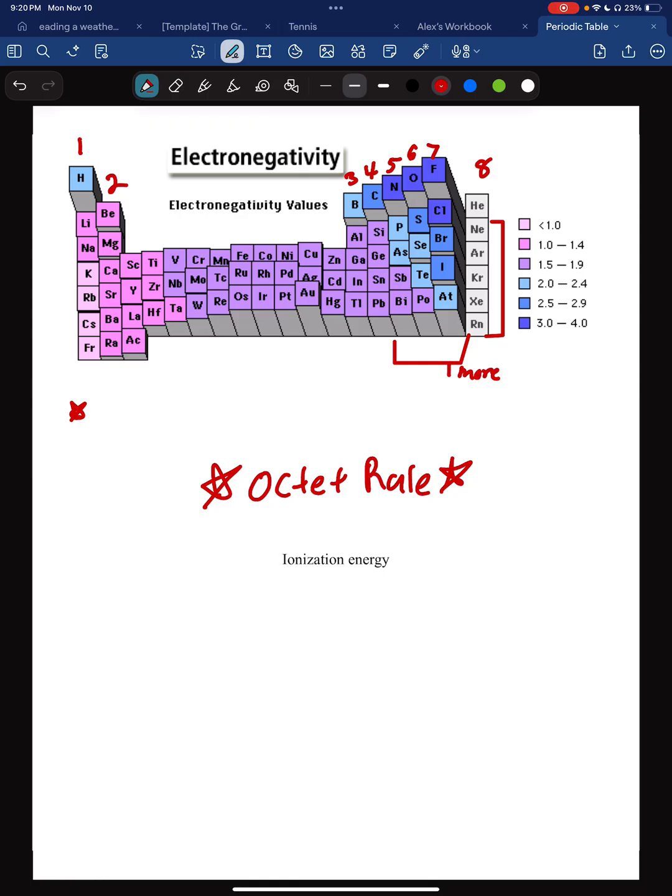Now if we look over here on the left side, all the way over here, these guys have very low electronegativity, very low values. Because all of our group 1, for example, all these ones here, besides hydrogen, they want to lose electrons. So your 1, 2, and 3, they're going to want to lose electrons.